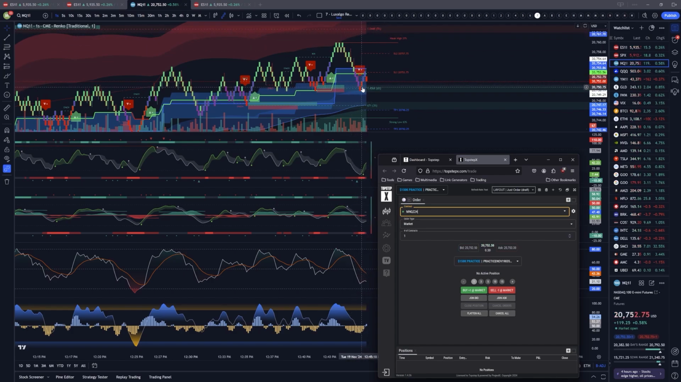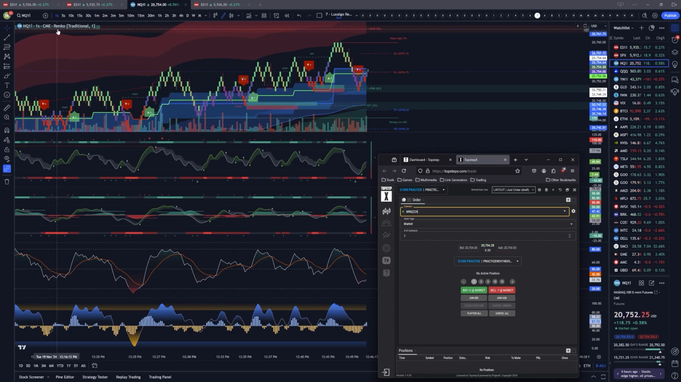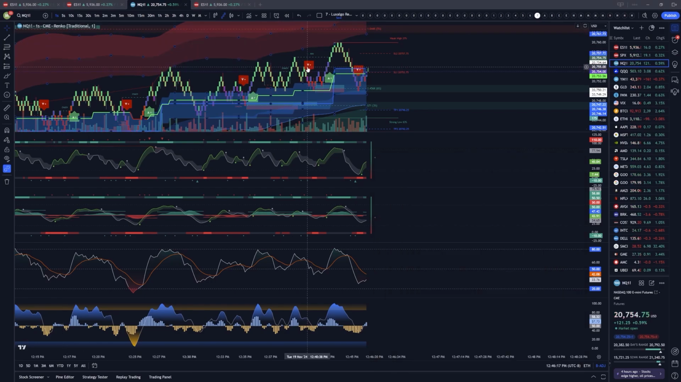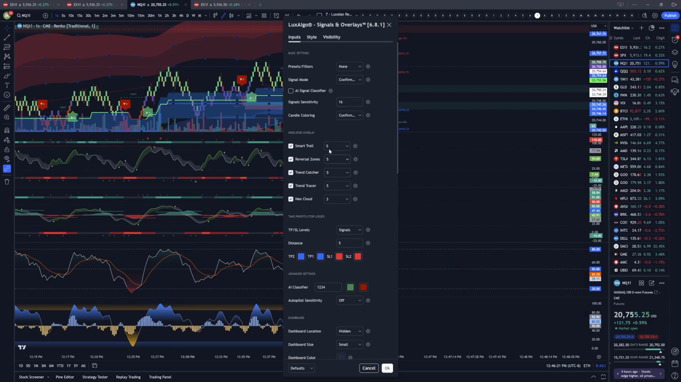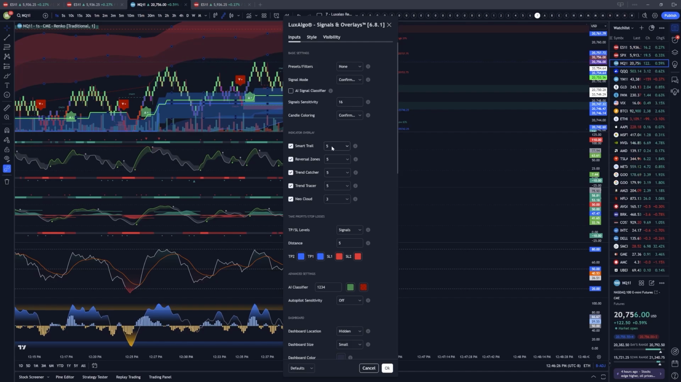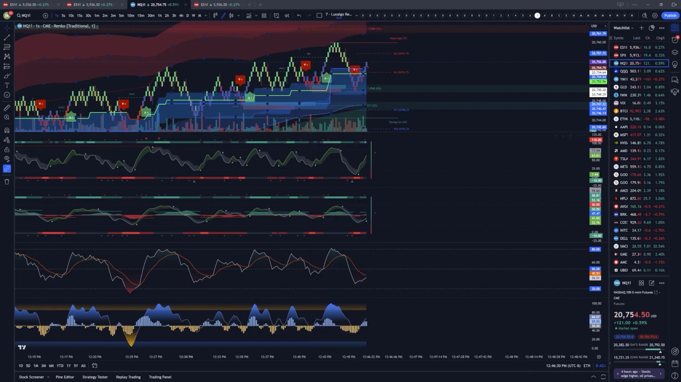So right now, I'm on a practice account. We're on micro NQ, but it's the same as NQ. We have an NQ chart up right now, Renko. Box, keep it on 1. Sensitivity is on 16. These are my zones, or the trend catcher and smart trail. It's all set to 5 and Neocloud set to 3. I found that works best for the Renko.